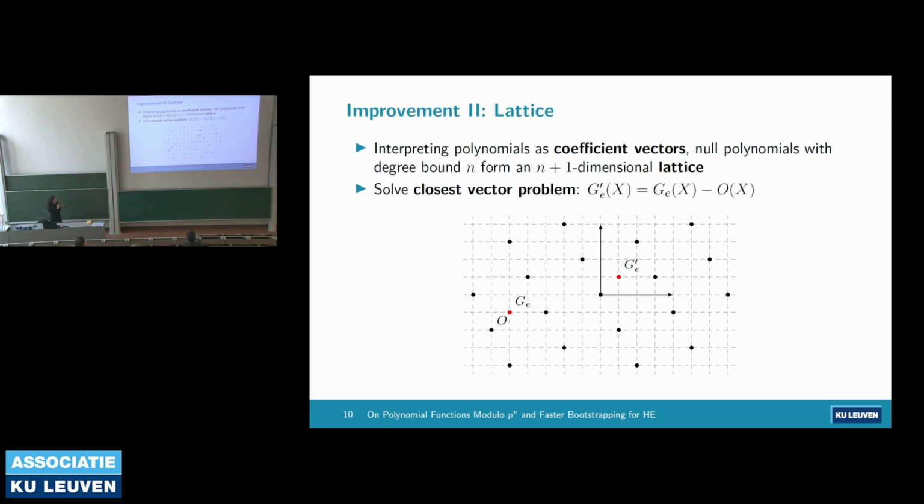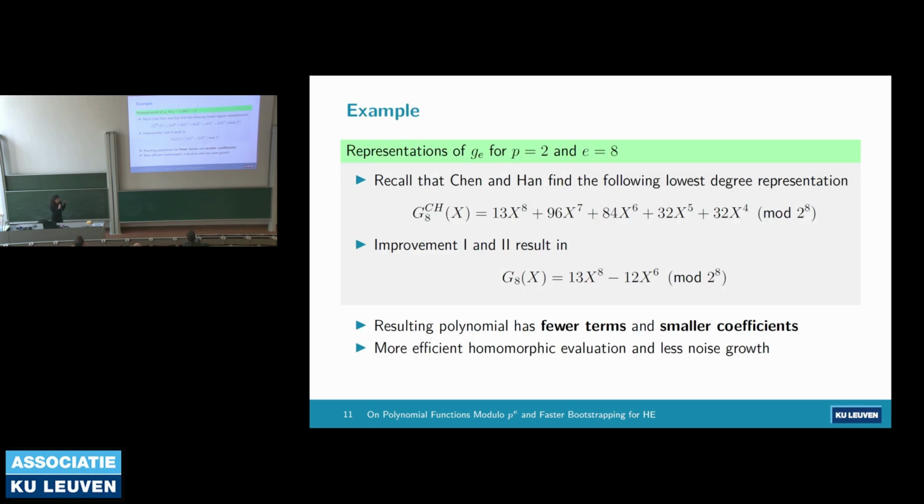As an example, we combined the former two tricks. For our earlier example of p equals 2 and e equals 8, we obtain this polynomial, which only contains even degree terms and also has smaller coefficients. This will allow a more efficient homomorphic evaluation strategy, and it leads to less noise growth.